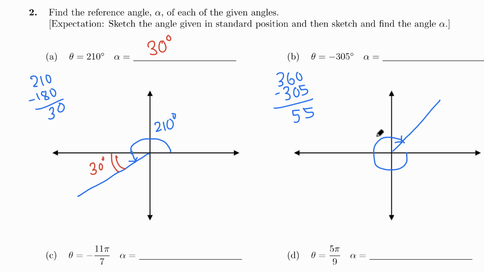So this is 305. Negative in the sense clockwise. Now that leaves 55 here, and that is the reference angle, 55 degrees.